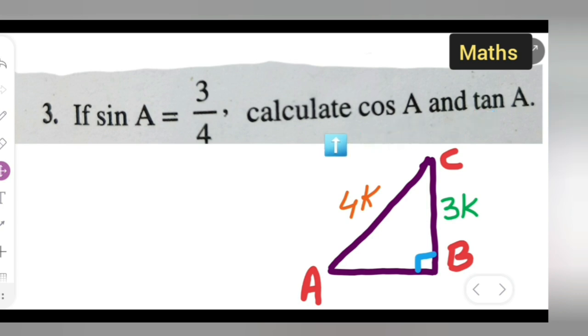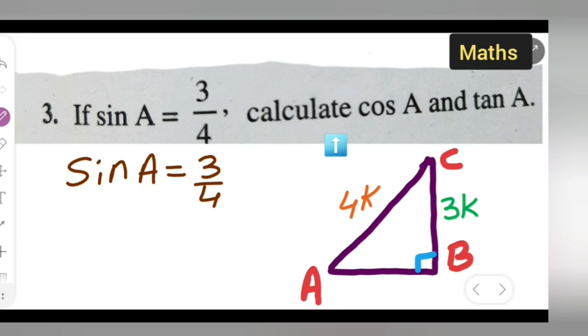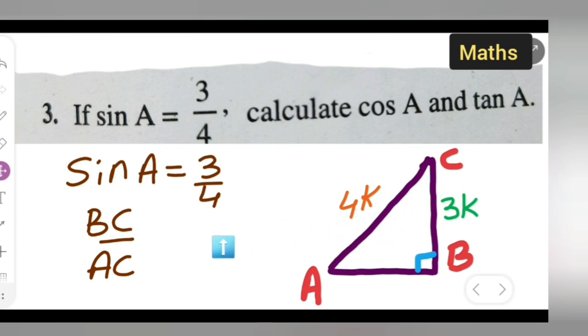So basically what we know here is that sin A is equal to 3 upon 4. Sin A means opposite upon hypotenuse. Now the opposite of A is BC, so the opposite side is 3. So this is nothing but BC upon AC, where AC is your hypotenuse. So this will be equal to 3 upon 4.